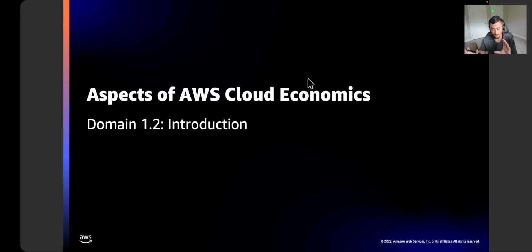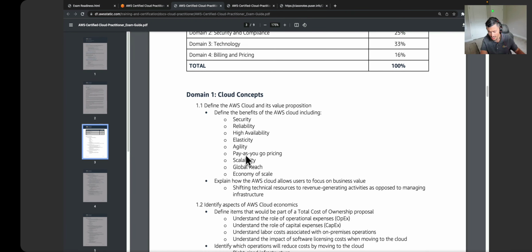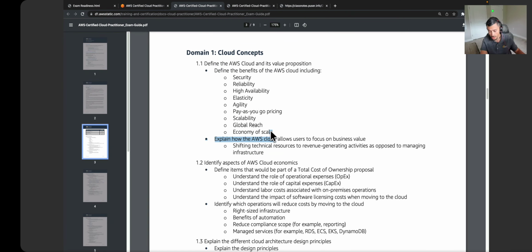So that was touching on the first domain, 1.1. Make sure that you do go back to the exam guide and you're able to explain or articulate the benefits of the cloud shown here, right? So the one we just looked at was elasticity, but you're supposed to be able to know the differences between those terms.